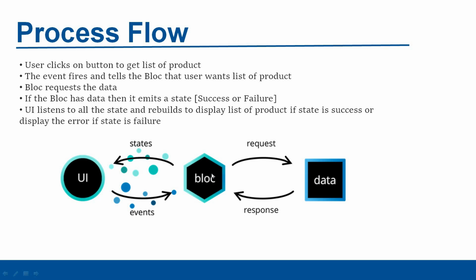Now, what will the Bloc do? The Bloc will request the data from the data layer. Correct. After that, the Bloc will receive the response from the data layer, either success or failure. After that, the Bloc will update the state to the UI because the UI listens to all the states, and it will rebuild to display the list of the products if the state is success, or it will display the error if the state is failure. This is how Bloc actually works.